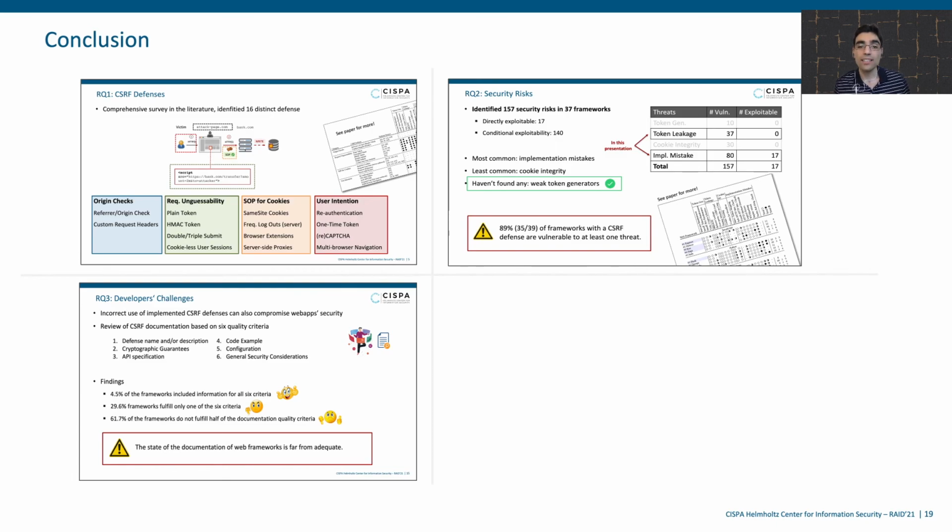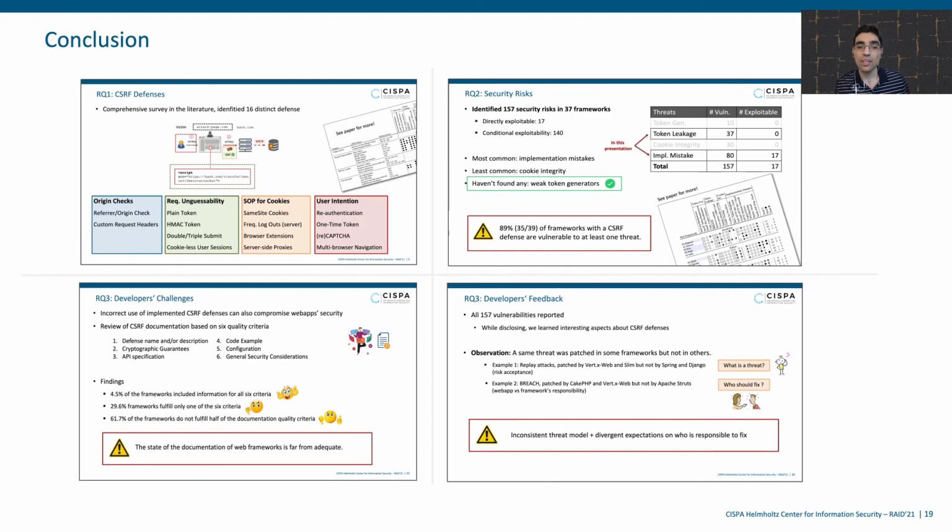Furthermore, our analysis of the specification of the CSRF APIs revealed the variety of semantics and operations that diverge in defense configuration, token generation, and validation. Overall, we observed that there is no established consensus in the way unguessable request defenses are exposed to developers. Finally, during our vulnerability notification process, we learned that there is an inconsistent threat model and divergent expectations on who is responsible to fix the issues about CSRF defense implementations, that is, framework developers or web application developers.